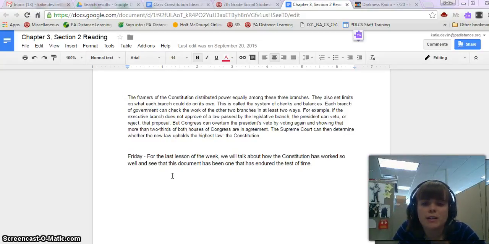For example, if the executive branch does not approve of a law passed by the legislative branch, the president can veto or reject the proposal. But Congress can overturn the president's veto by voting again and showing that more than 2/3 of both houses of Congress agree. The Supreme Court can determine whether or not these laws uphold the highest law, the Constitution.